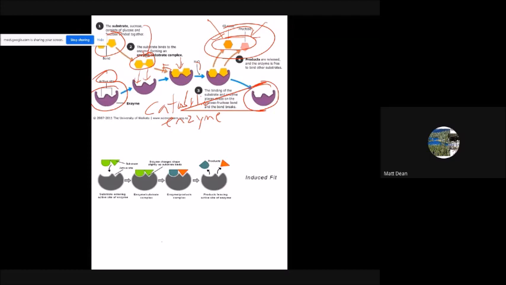The diagram on the bottom is just reminding you that once the substrate and the enzyme bind together, the enzyme will go through a minor shape change, which helps to catalyze the reaction. Probably going to pull out this way, breaking the bond between those two pieces. That minor shape change, which helps to catalyze the reactions, is called an induced fit.